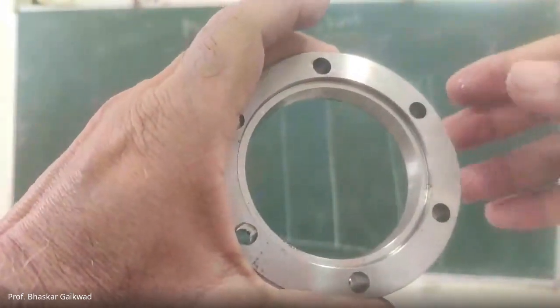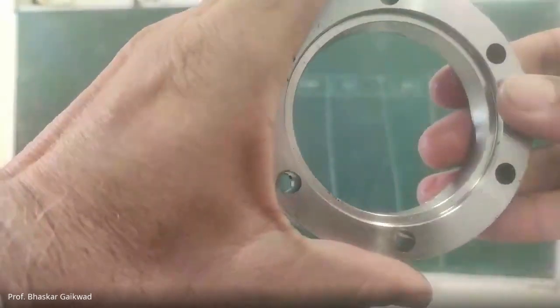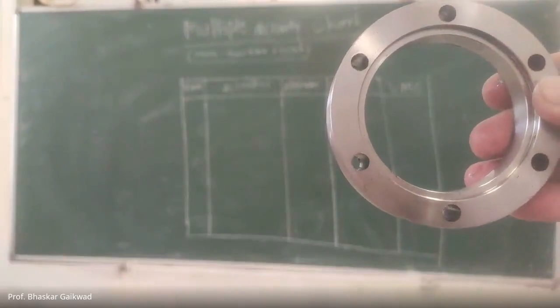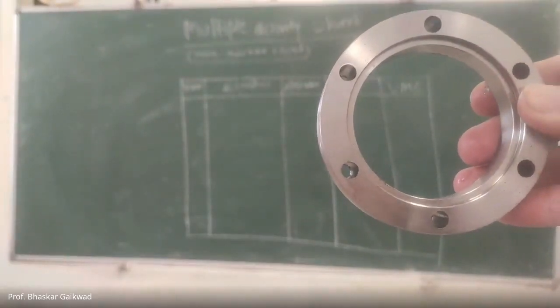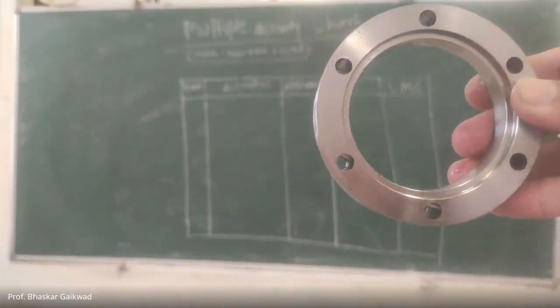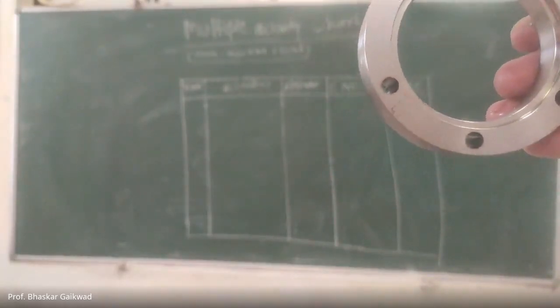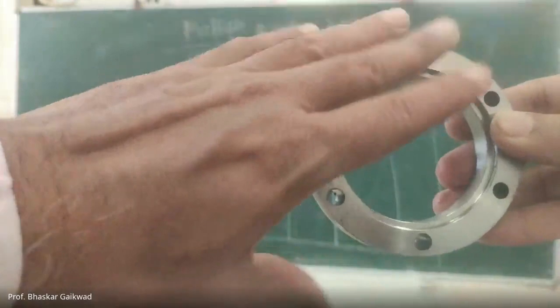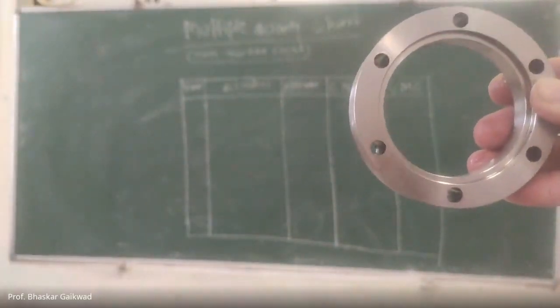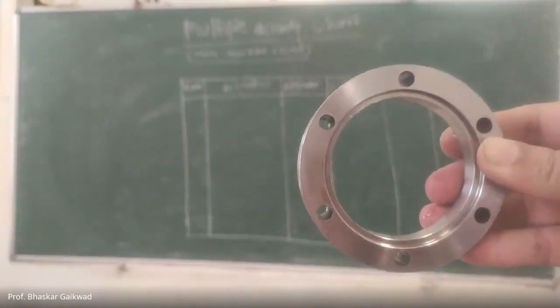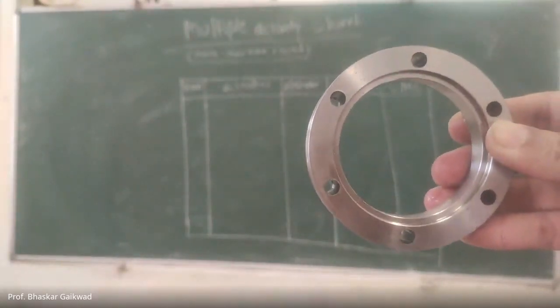PCD is 82, the pitch circle diameter of these holes is 82. The diameter of the hole is 7. For this we have made the jig on the VMC. And this total job is manufactured on both machines by one man. You can come and see our workshop. This is manufactured by one man.